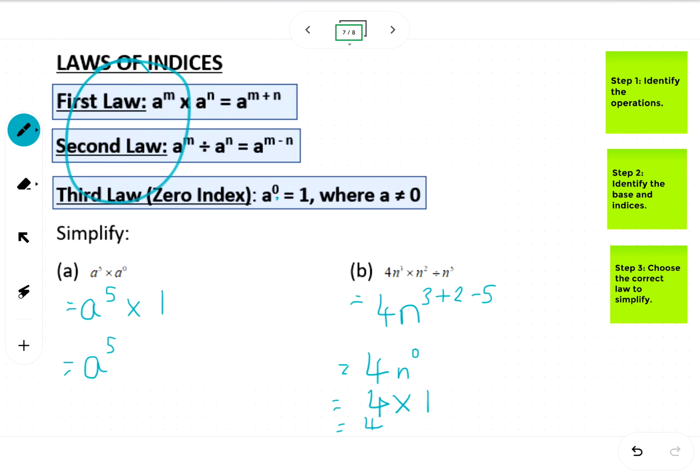It's a bit difficult, but it requires lots of practice. And if you still don't remember the laws, you can write them down somewhere for your reference when you're doing your exercise.